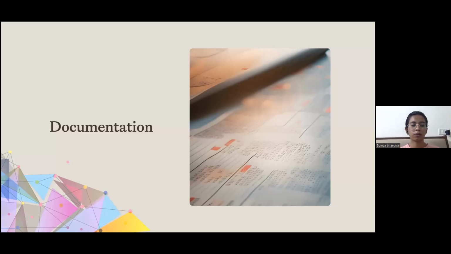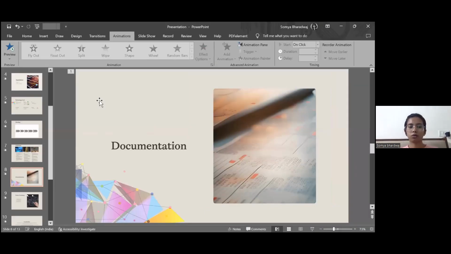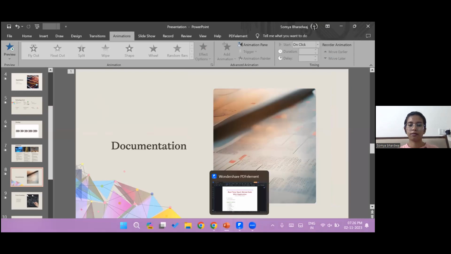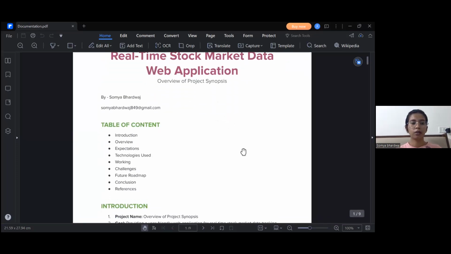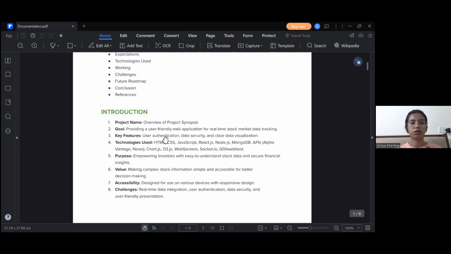Now coming to the documentation, let me walk you through the documentation I've made for this project. This is the documentation for the real-time stock market data web application, which is a project synopsis. In the table of contents, we have introduction, overview, expectations, technologies used in this project, challenges, future roadmap, conclusion, and all the references used in this project.